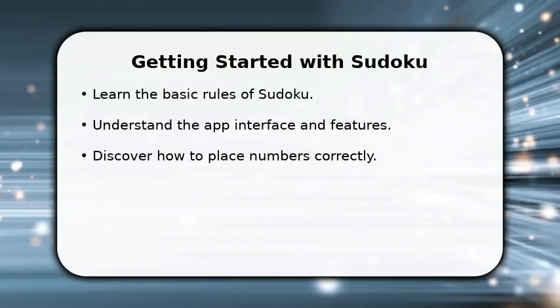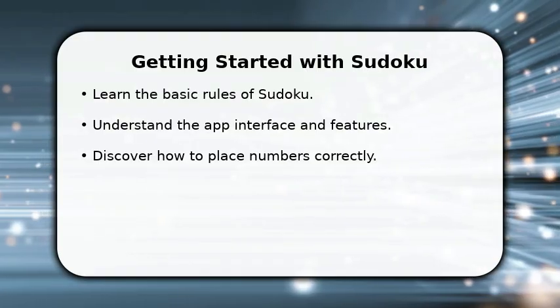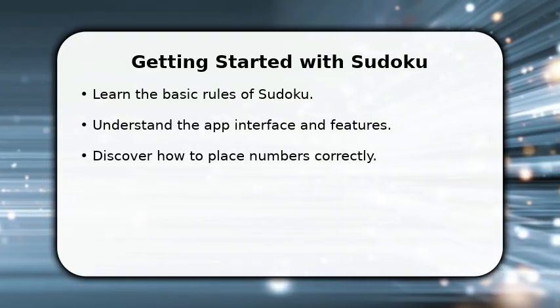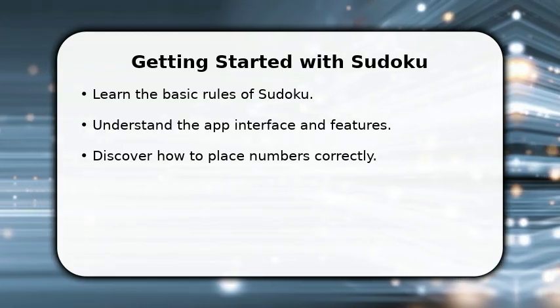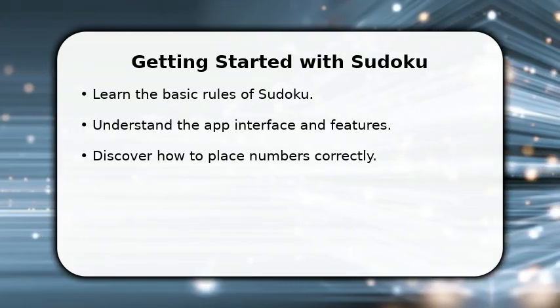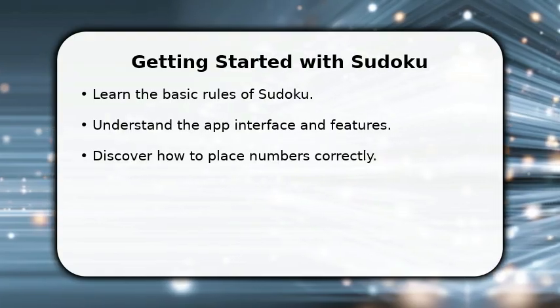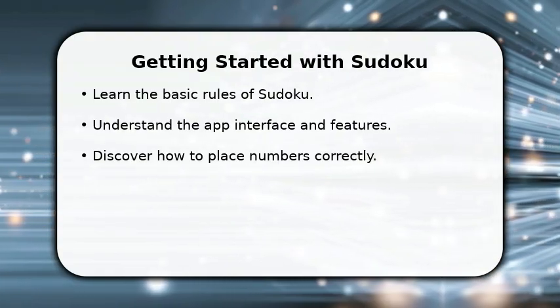In this video, I will explain how to play a Sudoku app. First, let's understand the objective. Fill a 9x9 grid with digits so that each column, each row, and each of the 9 3x3 subgrids contain all of the digits from 1 to 9.